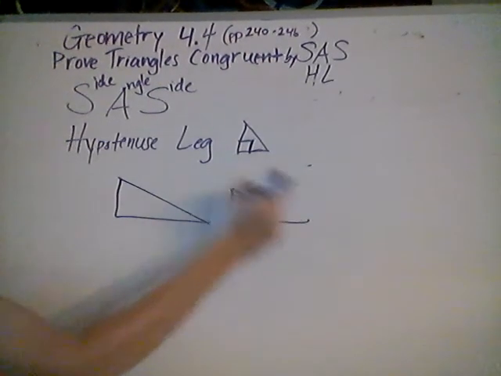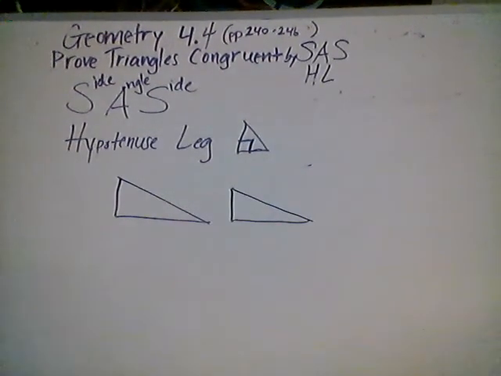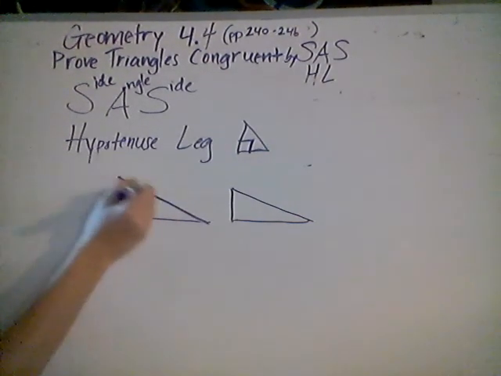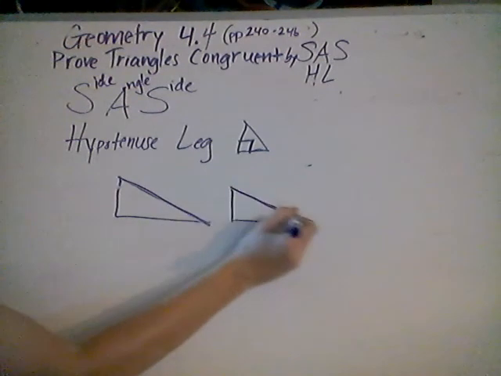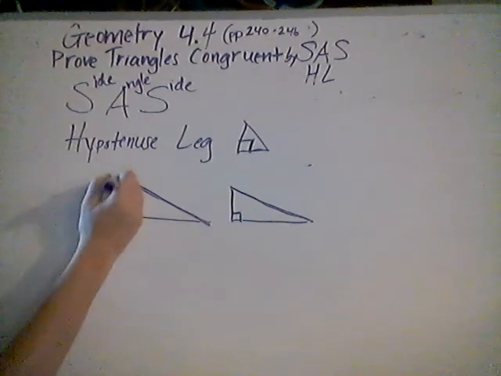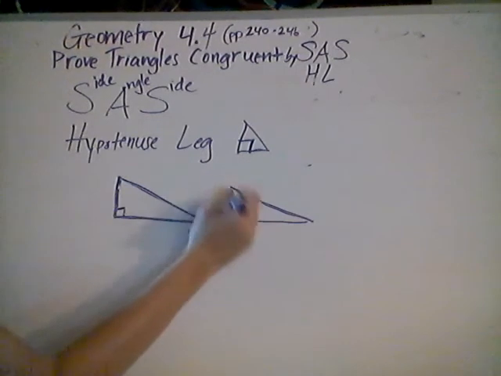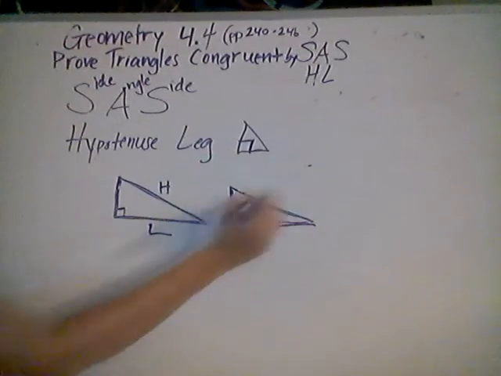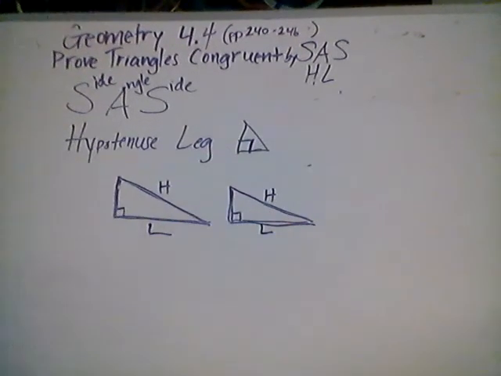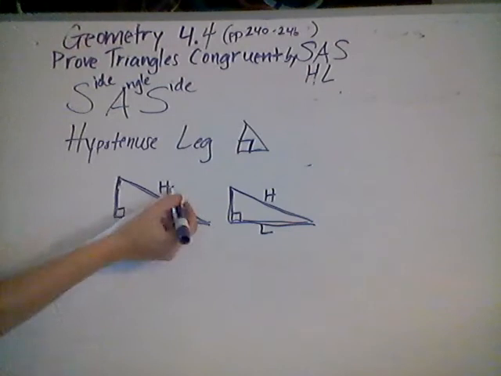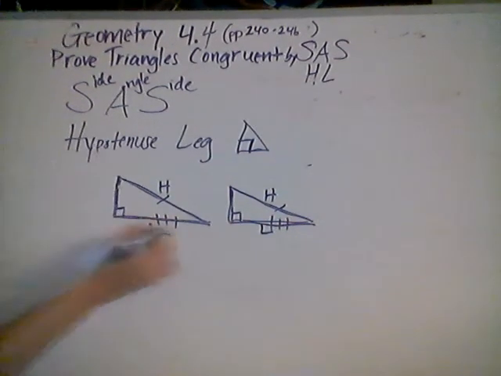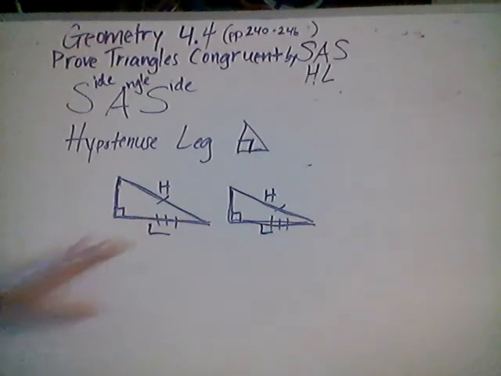Now, just in case you don't remember what the hypotenuse is, the hypotenuse is the longest side, and on a right triangle it is opposite the right angle. This is the hypotenuse and this is the leg. So if the hypotenuse and the leg are congruent on two triangles, and it's a right triangle, then you are looking at two congruent triangles. The whole triangle is congruent.